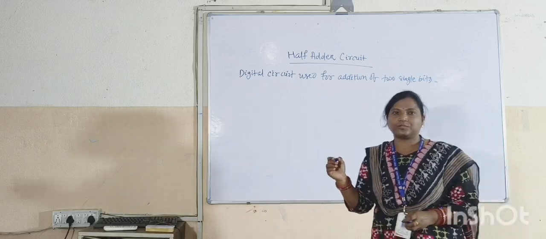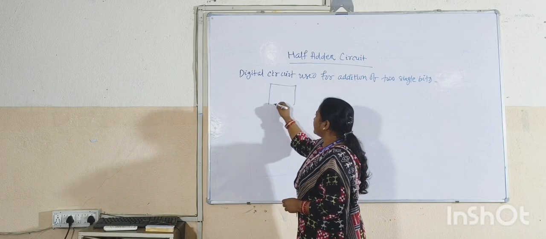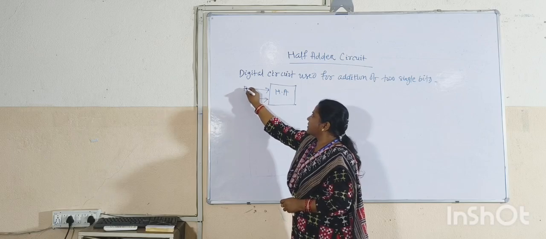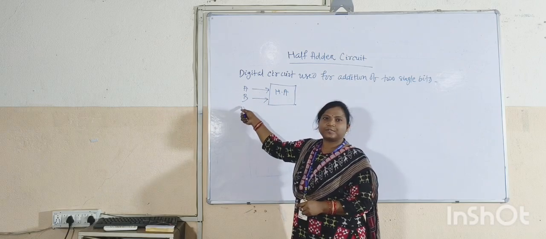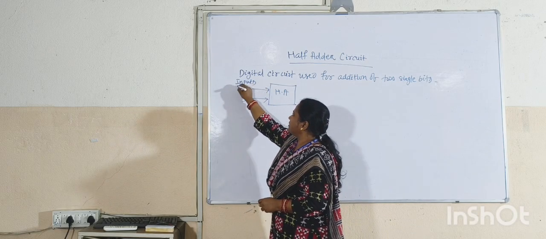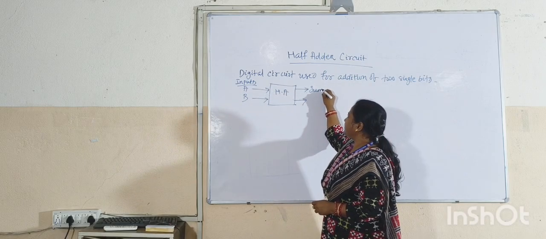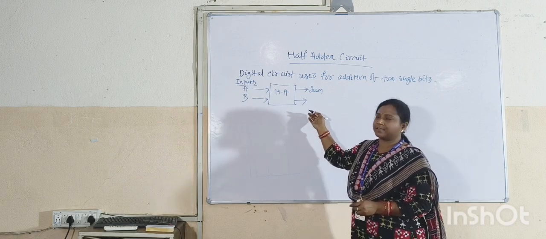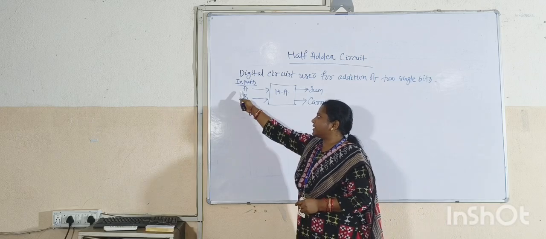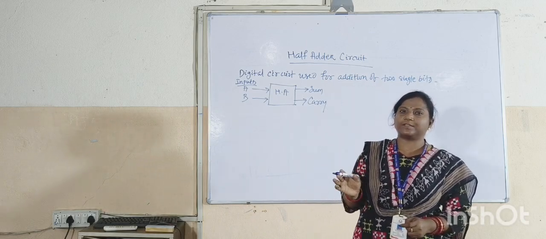So let the two bits be A and B. So you are having two inputs here, only two inputs, A and B. These are your inputs to your half adder circuit, and what are the possible outputs here? You are having two outputs of an adder circuit: one is your sum, the second one is your carry. So whenever we are adding two single bits, we are getting two outputs, sum and carry.